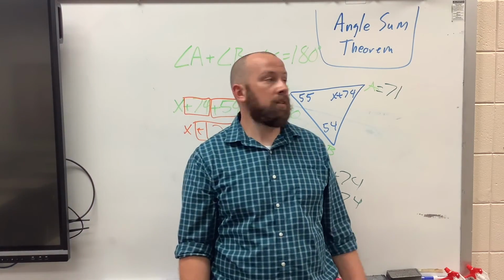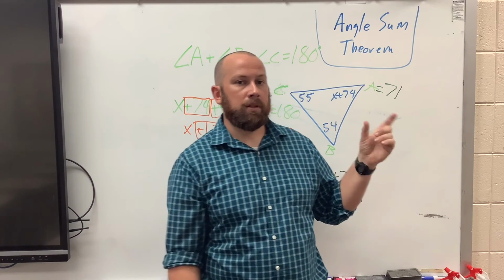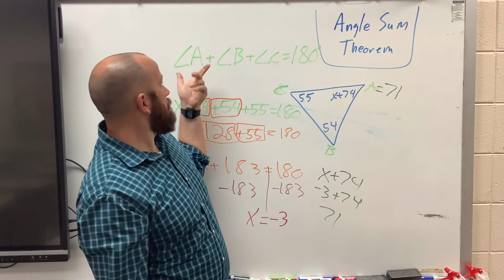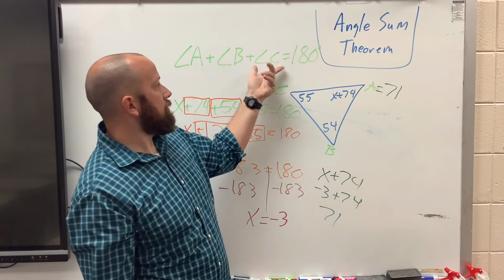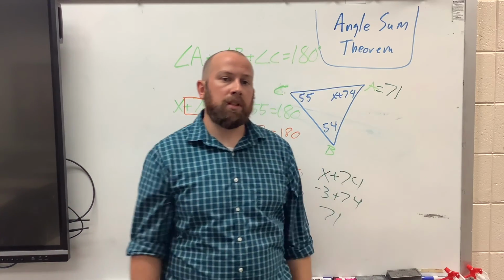All right, this has been the angle sum theorem. Just remember, don't make it too difficult. Whatever A is put there, whatever B is put there, and C, and they always equal 180. Do that, combine your like terms, and it should be all right.